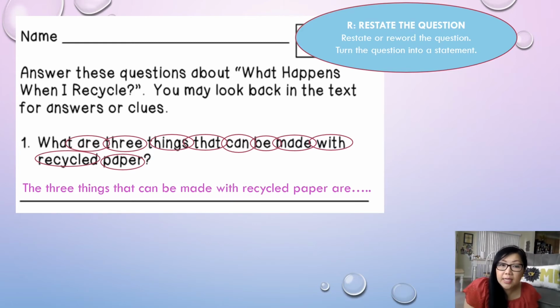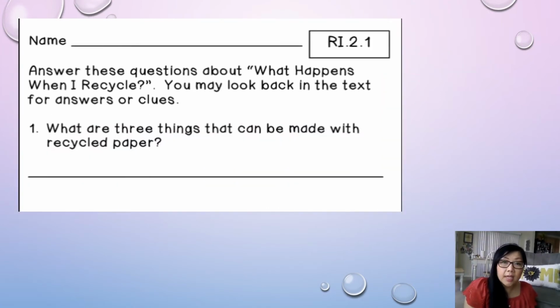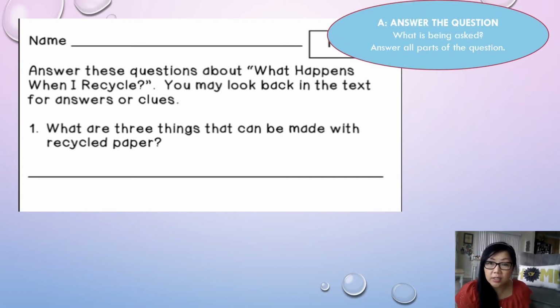Okay, so in this case, I added the word. The three things that can be made with recycled paper are. So here you have it, boys and girls. This is the statement. This is part one of RACE. Part two of RACE is answer the question. What is being asked? Answer all parts of the question. Question one has only one part.